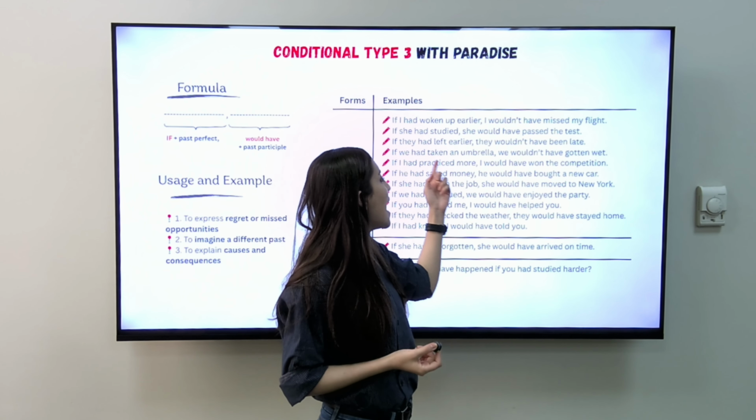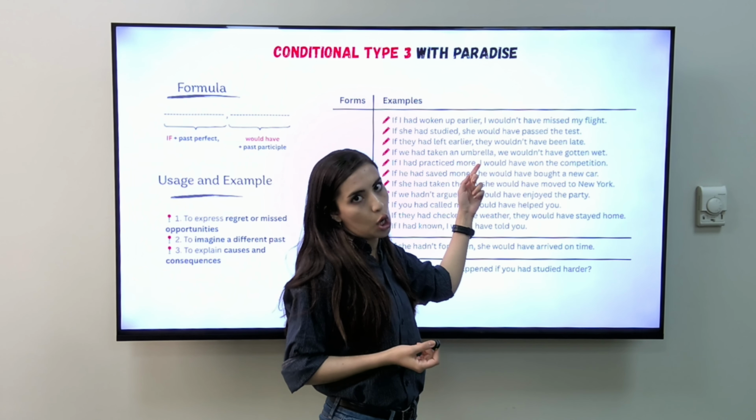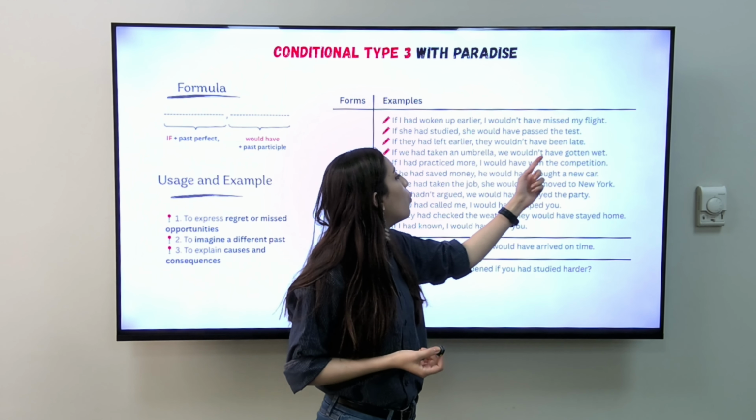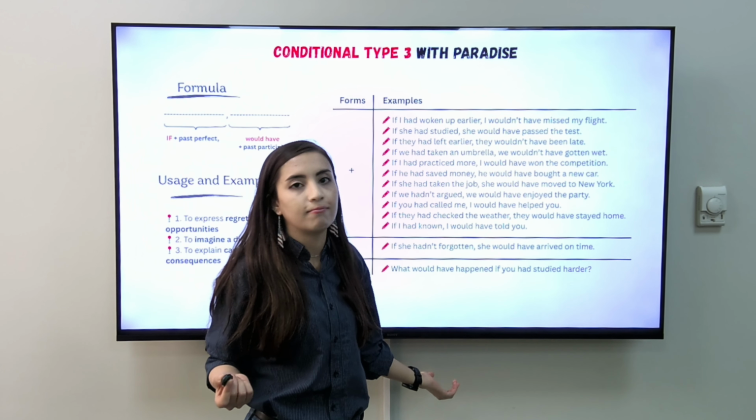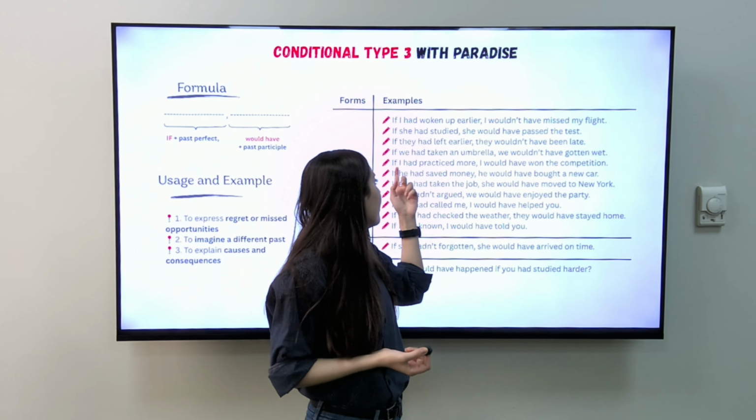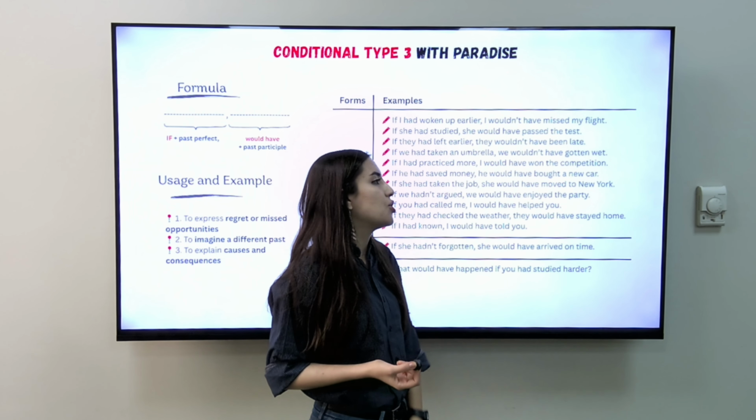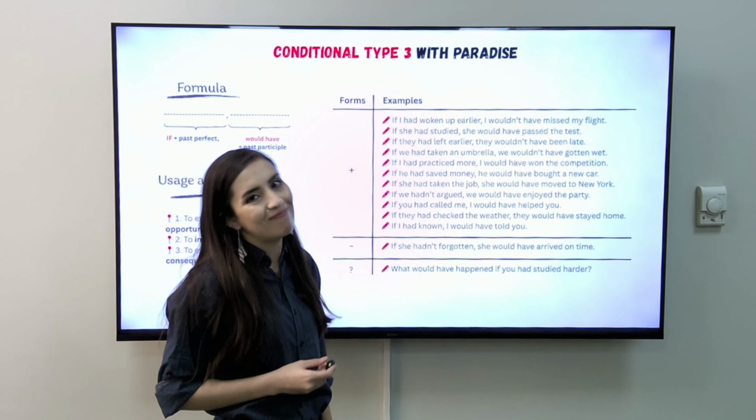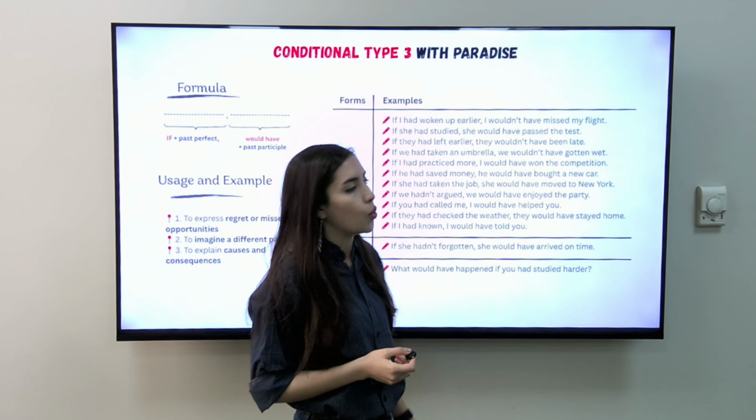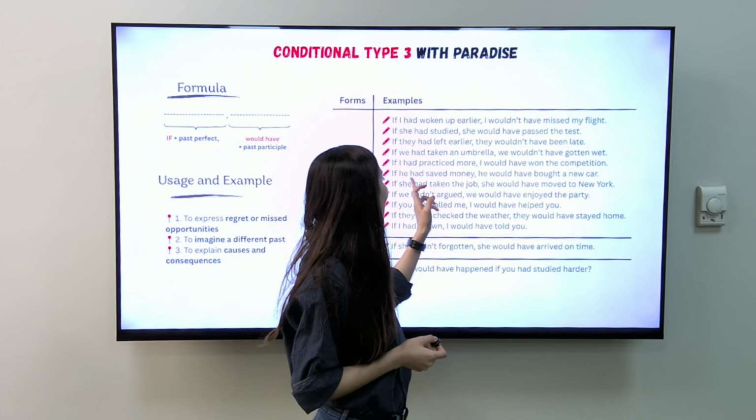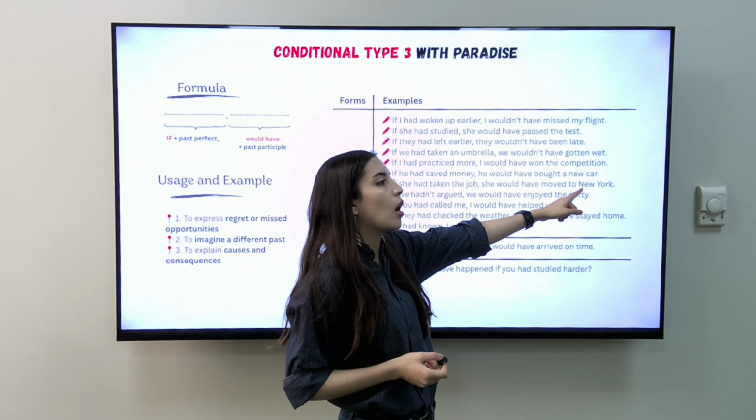If we had taken an umbrella, did we take an umbrella? No. We wouldn't have gotten wet. We got wet. If I had practiced more, I would have won the competition. Did I win the competition? No. Did I practice more? No. If he had saved money, he would have bought a new car.